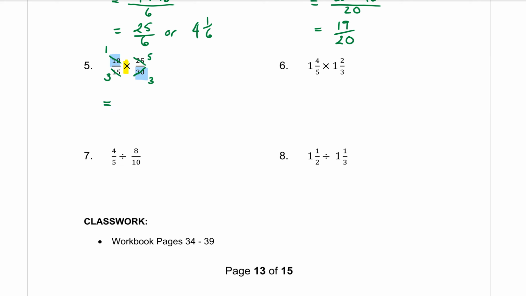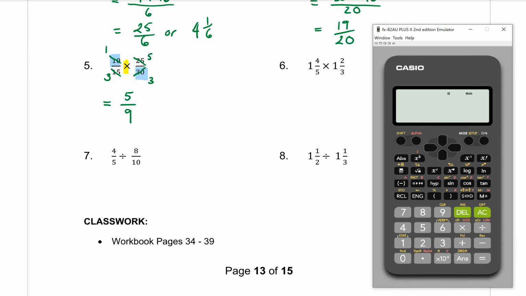Once you've cancelled all that you can cancel, we times what's left. On the top, we times the top two numbers together. 1 times 5 is 5. On the bottom, 3 times 3 is 9. Always check to make sure, if I type that in, 5 over 9, just for some of you who are sometimes unsure whether you've actually completely simplified, you can type it in there and see if there was anything that you missed, but that one's done.